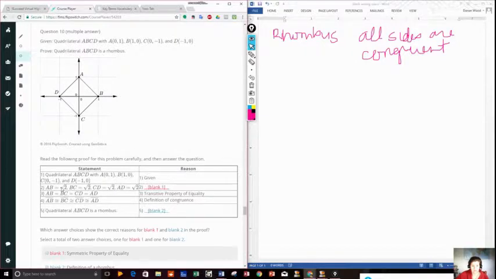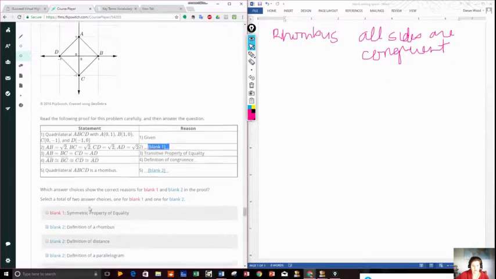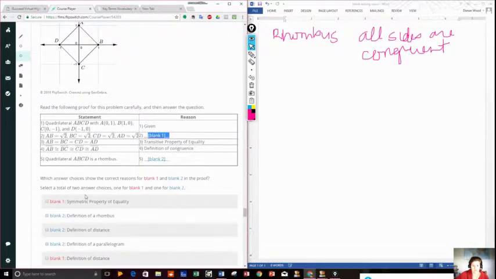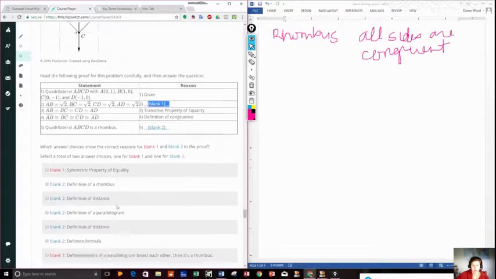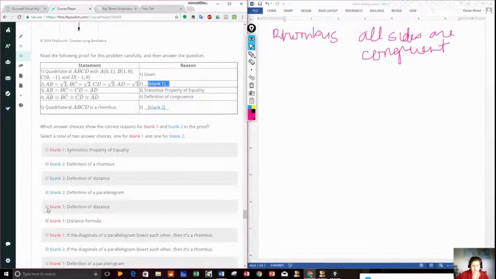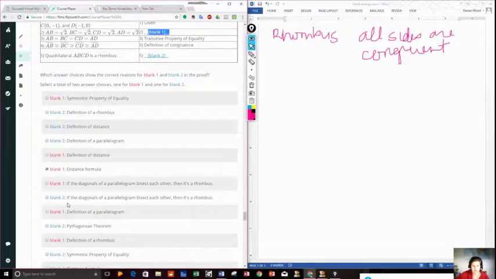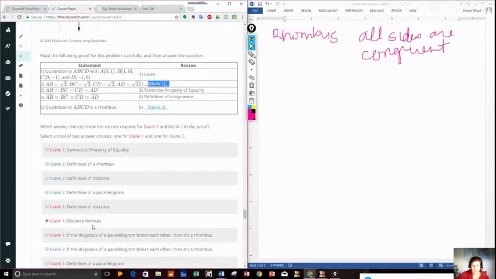Alright, so now AB is the square root of 2, BC is the square root of 2, CD is equal to the square root of 2, and AD is equal to the square root of 2. What is the reason? And they found the lengths of it. So in order to find the lengths, you have to use the distance formula. So blank 1, symmetric property, no. Blank 1, definition of a distance. Blank 1, the distance formula. Blank 1, if the diagonals of a parallelogram, no. So blank 1, they use the distance formula.